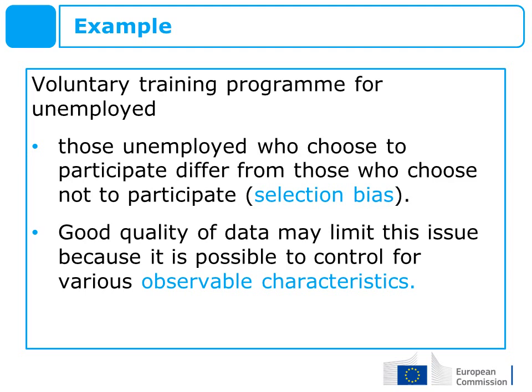Good quality of data may limit this issue because it is possible to control for various observable characteristics that are correlated with unobservable ability. For example, demographic characteristics, household characteristics, previous employment, and unemployment spells. In order to better understand which method fits better, it is crucial to properly define the types and sources of data needed.